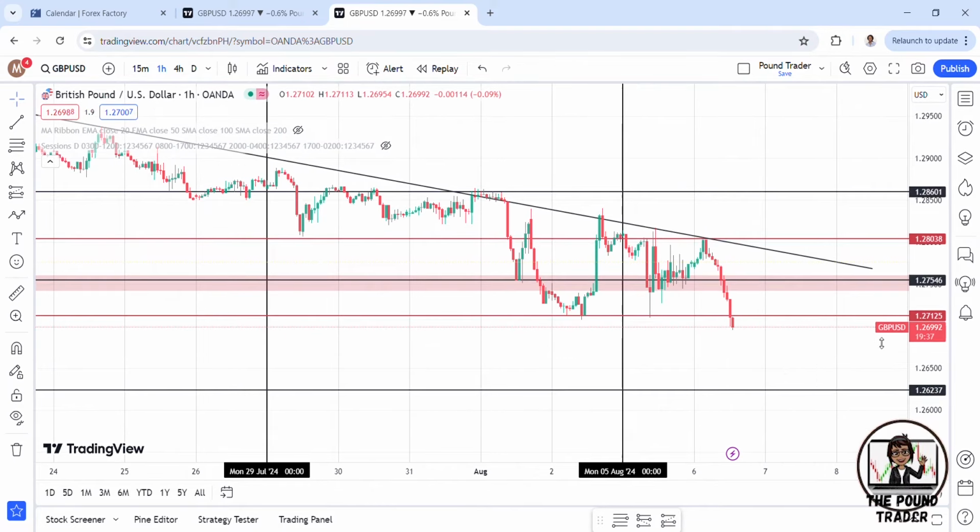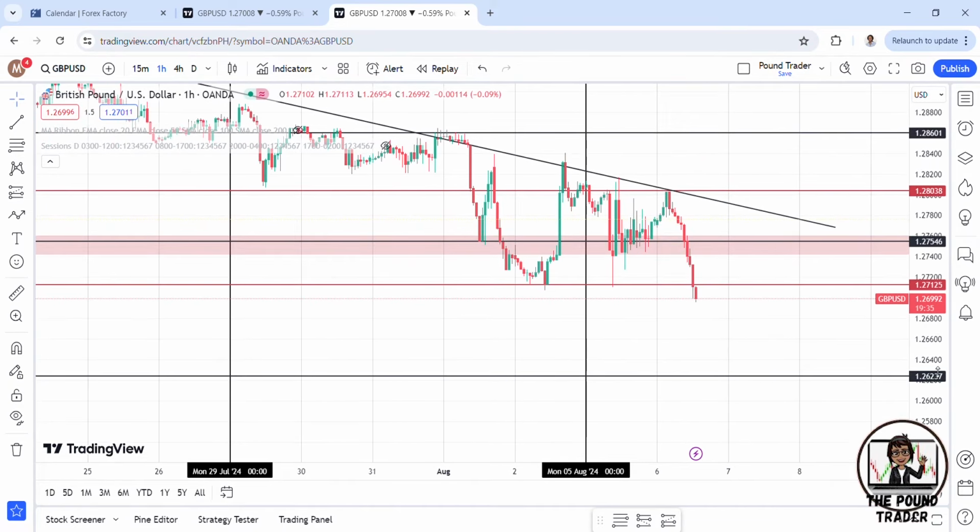Okay, now the 1-hour time frame is looking a bit more clear for me. I like to look for at least one trade a day. Yesterday, the market was really consolidating around this level here. I did not get any position whatsoever.